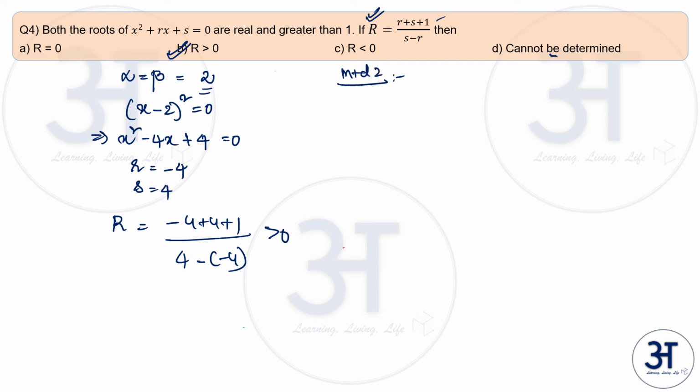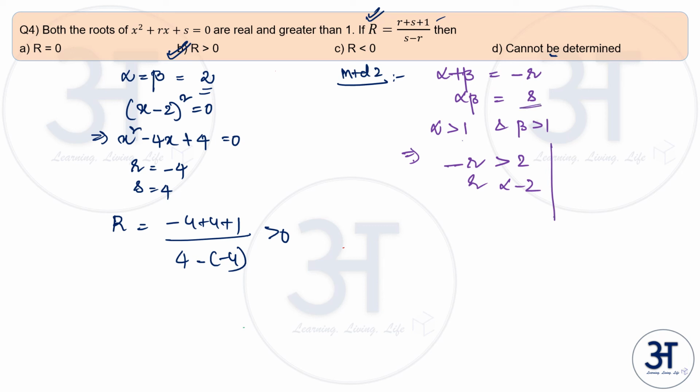Let us first write down alpha plus beta is equal to minus r, alpha beta is equal to s, and we also know that alpha is greater than 1 and beta is greater than 1. In this case your minus r will be greater than 2, right? So r will be less than minus 2, and also alpha beta equal to s, and alpha is greater than 1, beta is greater than 1, so s will be greater than 1. Once you know that, the denominator is s minus r, and we know s is greater than 1 and r is less than minus 2, so this will always be positive.